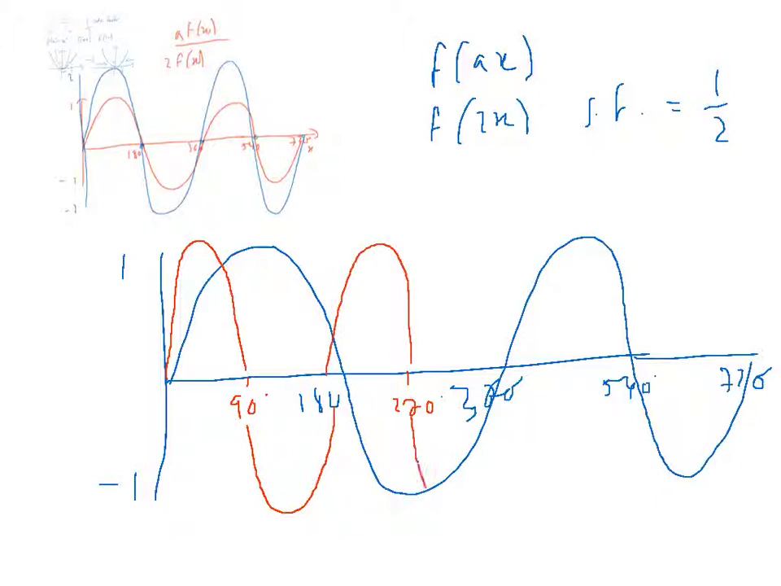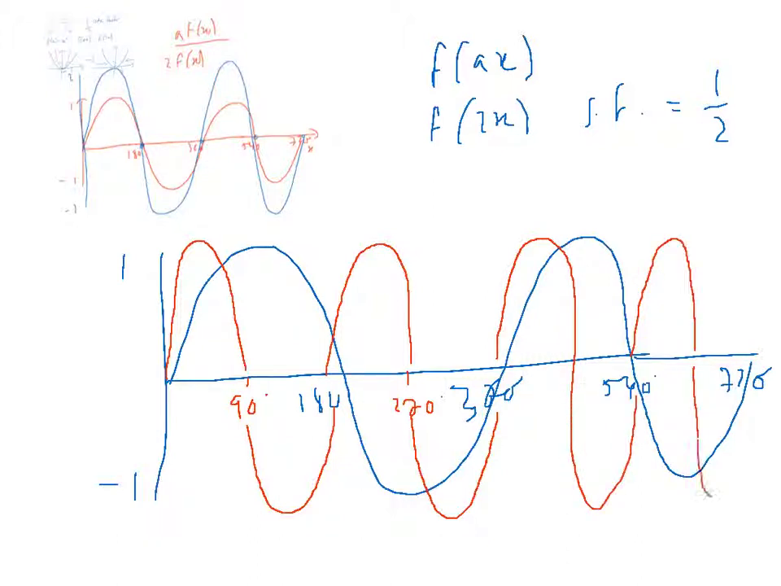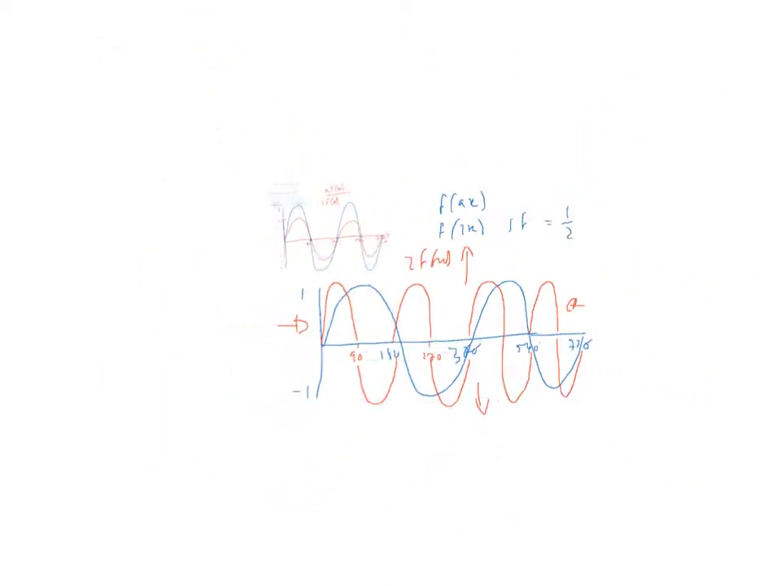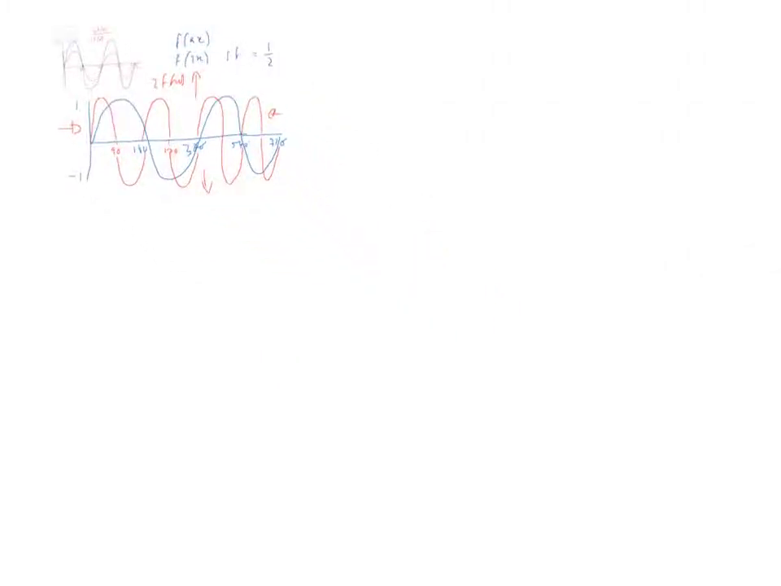So you see, actually, this is very different from 2 times f of x. The whole thing has been squished inwards, as opposed to when we had 2f of x, where everything was elongated, up and down. And finally, the last transformation is the f of minus x.